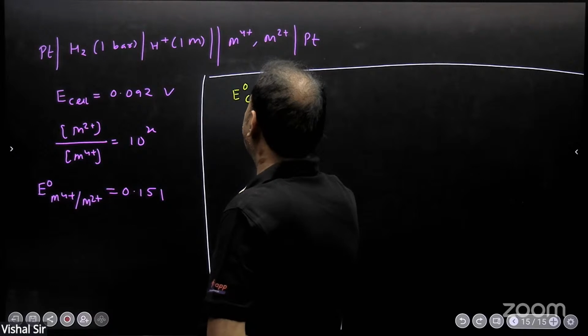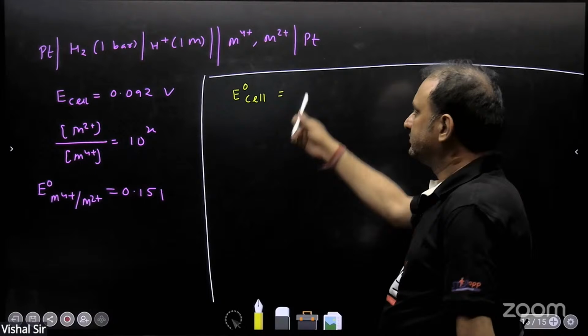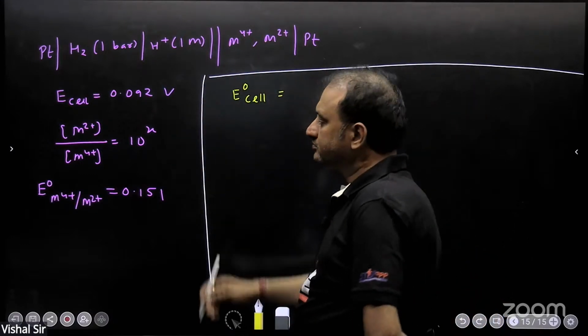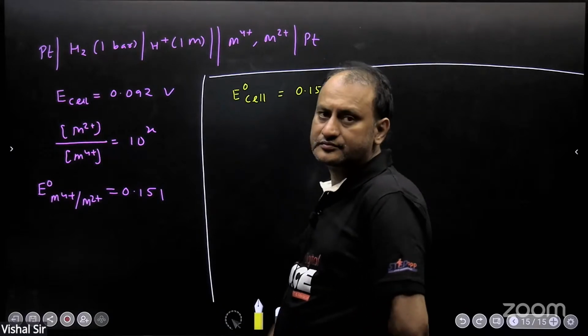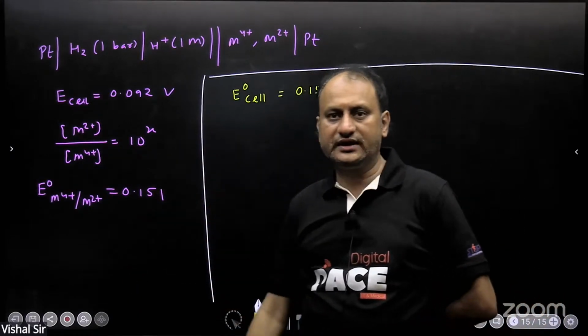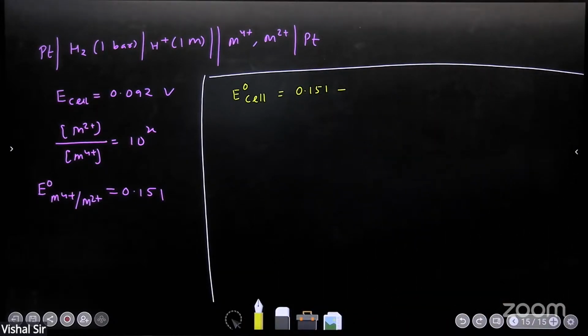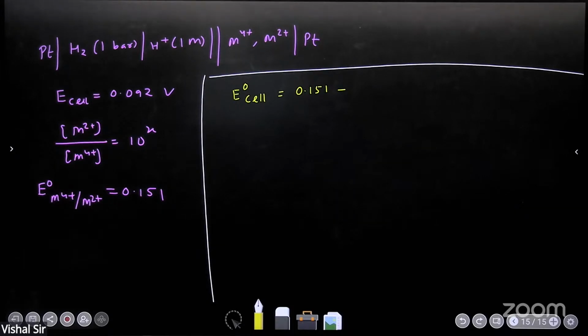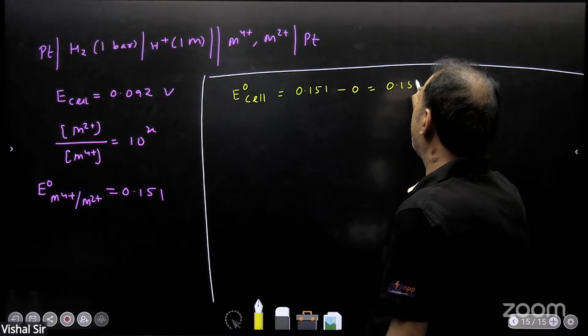First step, to find E naught cell. This is cathode, this is anode. Cathode E naught value is given 0.151. Anode is hydrogen electrode. And for hydrogen electrode, you know, E naught value by convention we have defined to 0. Okay? So 0.151 minus 0. That is 0.151 volt.